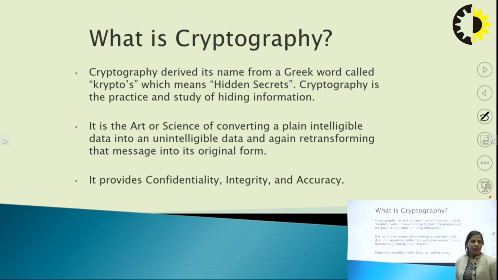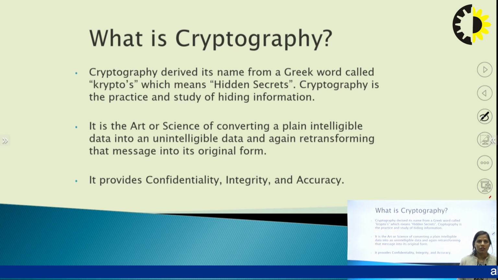It is the art in which plain text is converted into an unreadable format, so that any individual who can access the data can't easily read it. It is a process in which we convert the data into an unreadable format and again retransform the data or message into its original format. So cryptography is basically essential for providing us confidentiality, integrity and accuracy.